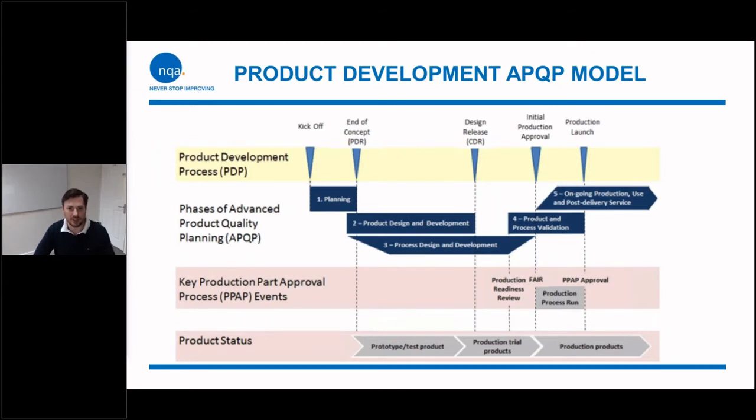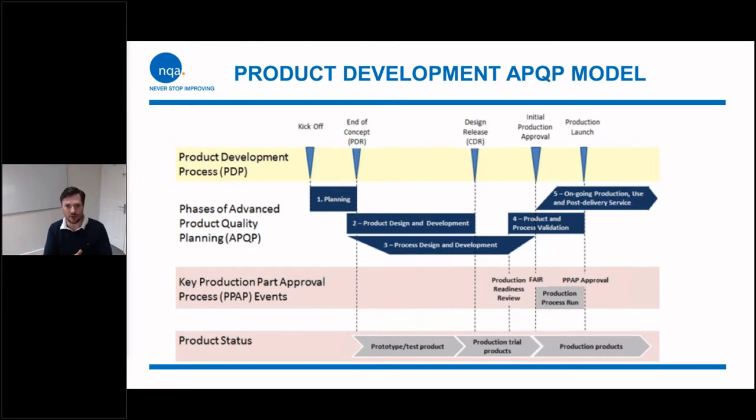So this is the product development APQP model. A lot of people are going to be used to doing FAIRs, which you'll see at the end. So the 5 phases across the middle in the dark blues: you've got planning, product design and development, process design and development, product and process validation, and then the ongoing production and post-delivery things. Most organizations, because not many actually do the design bit, will just focus on section 4.